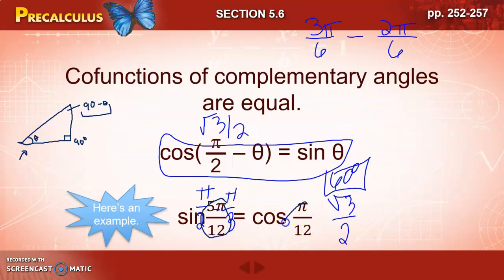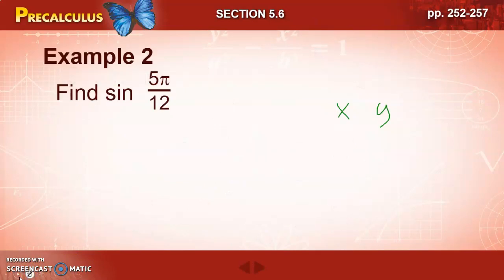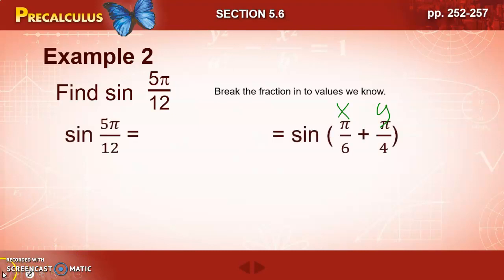5 pi over 12 plus 1 pi over 12, that's pi over 2. That's 90 degrees, so those two angles add up to 90 degrees. So the sine of one is equal to the cosine of the other. You can check that on your unit circle if you would like to verify that. A full list of cofunction identities is listed for you on page 255. Sine and cosine are cofunctions, tangent and cotangent are cofunctions, and secant and cosecant are cofunctions. So keeping that in mind, let's find sine of 5 pi over 12.